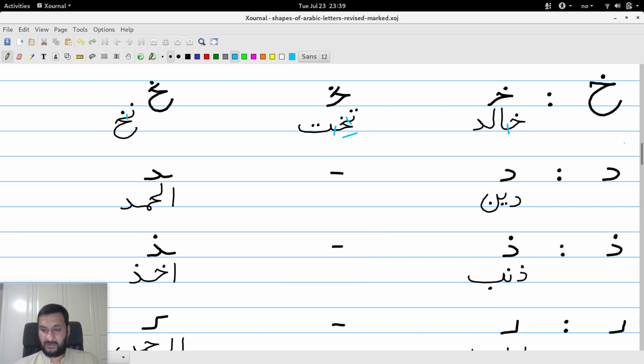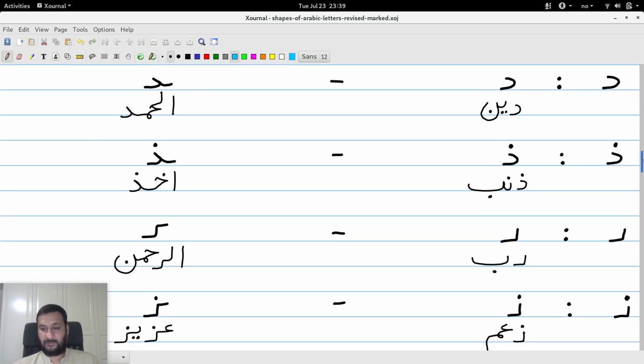Very good. Let's move on to dal. This is the individual dal. It remains individual as in the beginning, like so, just like that: dal, ya, noon, and here is your dal right here.